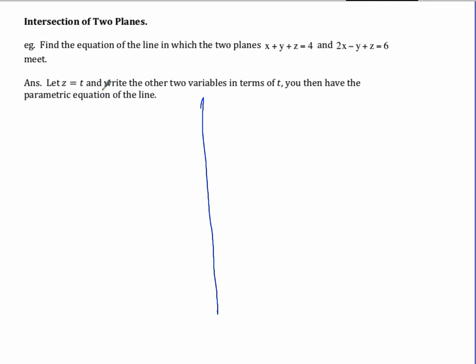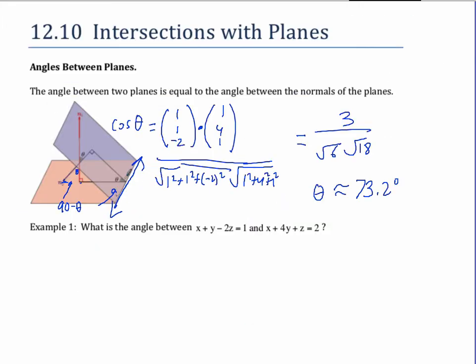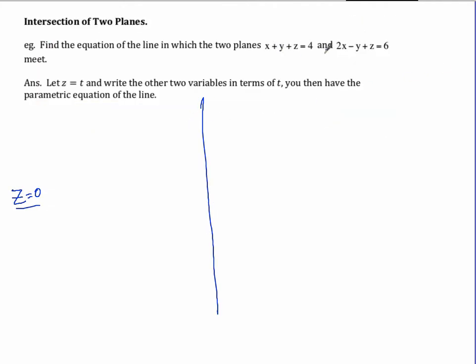Another way to do it is, because this has got an x, y, and a z, somewhere along the way, the z value is going to be equal to 0, so we can set z equal to 0 at some point. Also note that this line is on both planes, so it's perpendicular to both normal vectors. So we do the cross product of these two normal vectors, we get the direction vector of the line, right? So the cross product is 2, positive 1, negative 3.